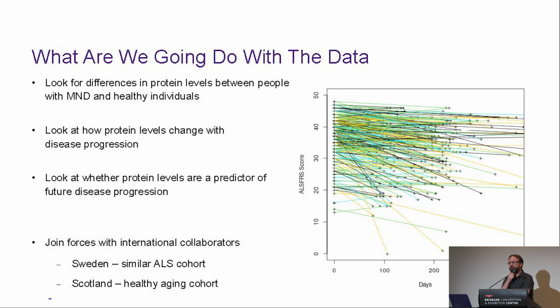Also going to join forces with a group in Sweden who have a similar cohort of people with ALS that are also going to measure this. So any results we get, we'll be able to confirm in another cohort. And we also have a Scottish cohort that have been measured for these proteins. And this is a healthy aging cohort of people about 70 or 80 years old. So we can see what it looks like in a healthy aging cohort and confirm that our signals are specific to ALS.